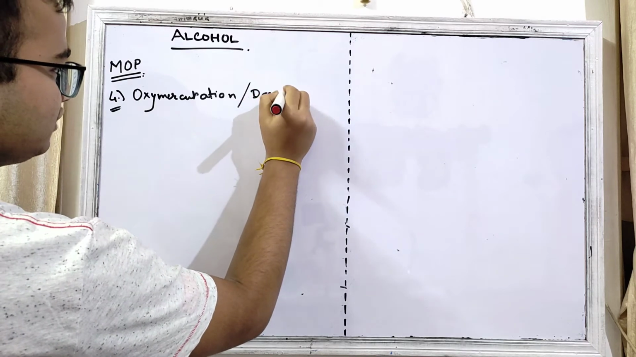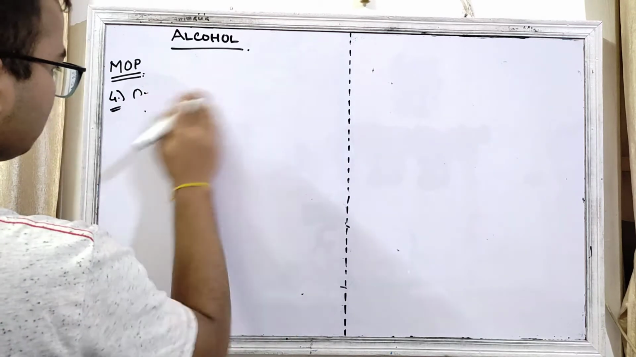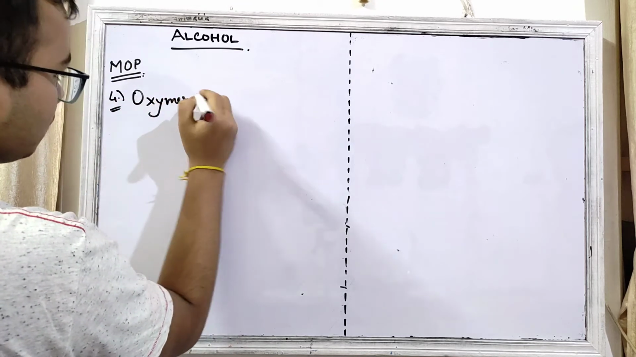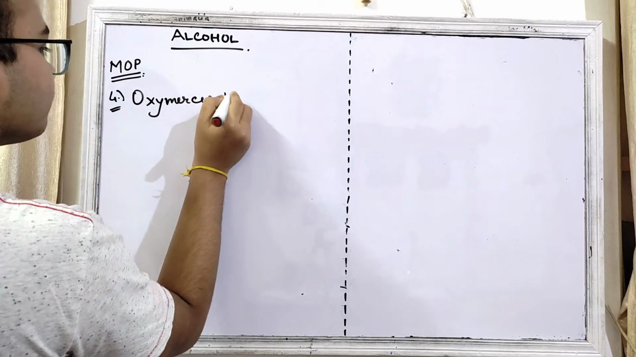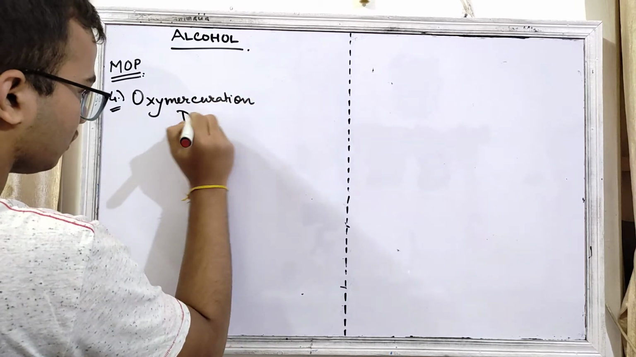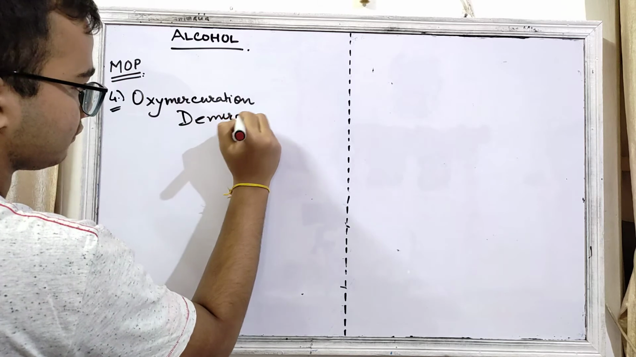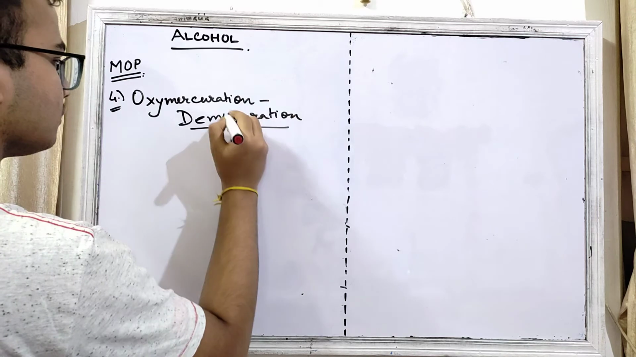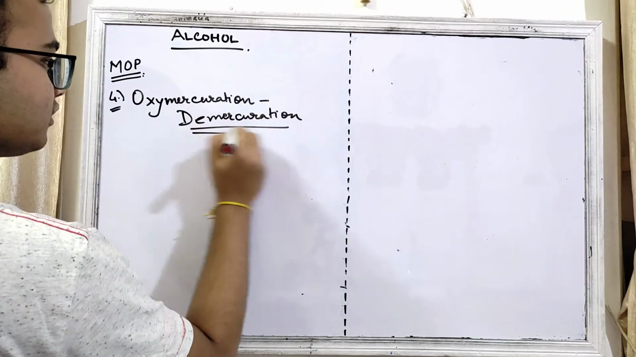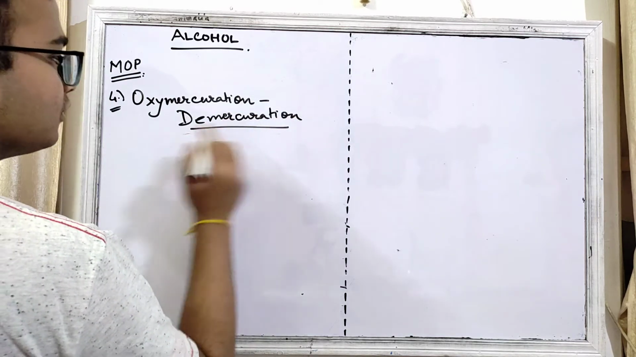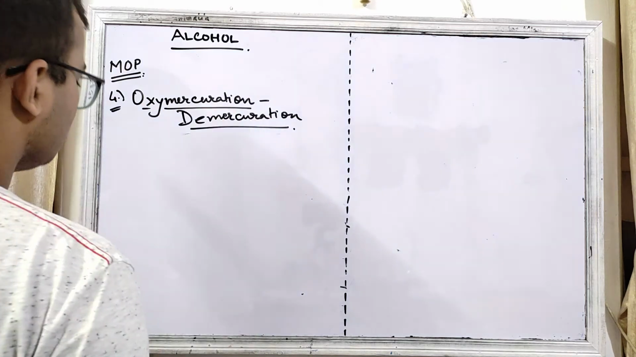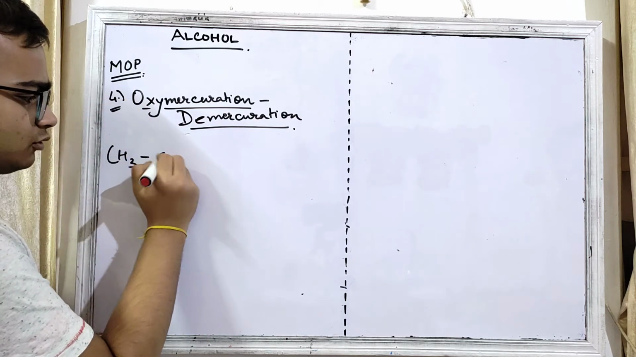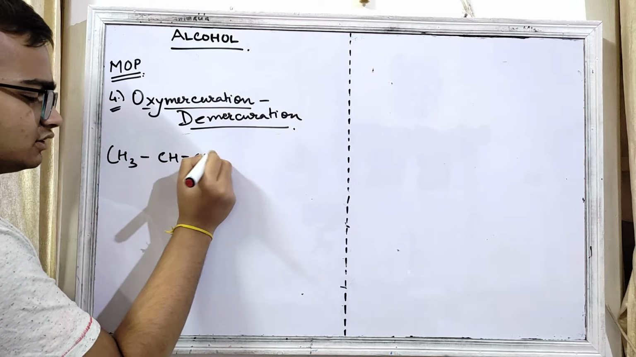Oxymercuration, demercuration, both of these things are occurring. Oxymercuration and demercuration. So let's see what is happening over here. Now for this case we will take the same thing, propene, or you can say the alkene. Let's take propene, CH double bonded CH2.